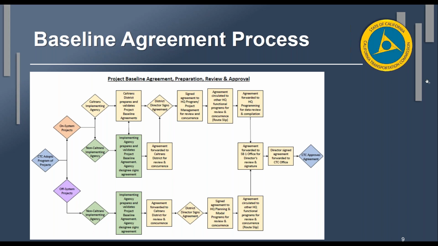Okay, so this is really more of the internal Caltrans process. For both on or off system projects, we have a routing process within the department to make sure that a baseline agreement is fully vetted and supported by various areas within the department. So whether it's local assistance or project management, we want to make sure that the district director is engaged, and also the local assistance or project management staff within the district are all fully aware, just to ensure a smooth implementation of the project.